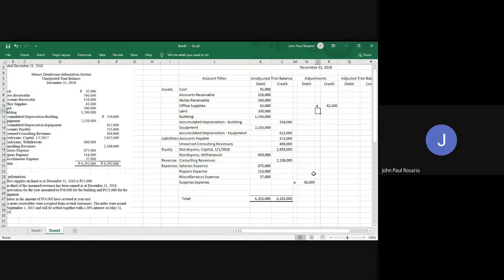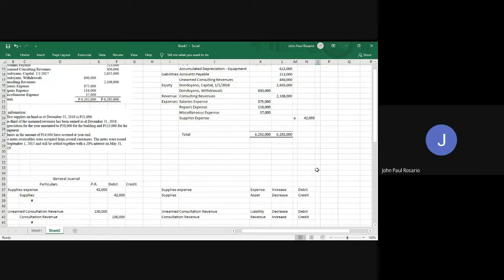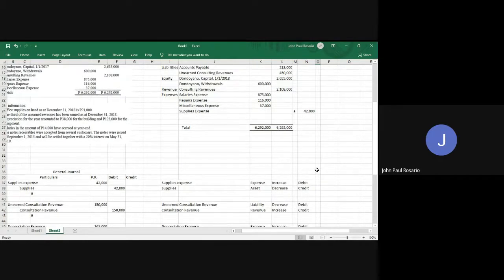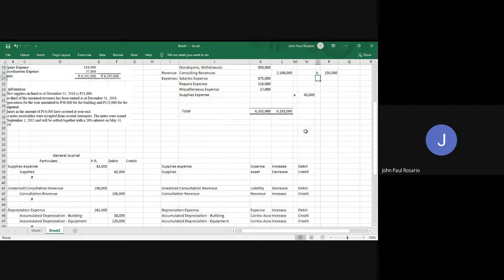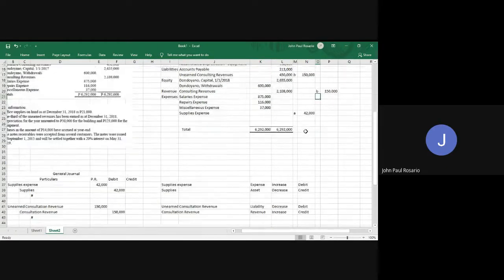That is the reason why we have a column for adjustments, so we can trace which entries are partners of the adjusting entries. Okay? So next, unearned consultation revenue. We debit it. How much? 150,000. One third of 450,000 is earned. We credit consultation revenue 150,000.